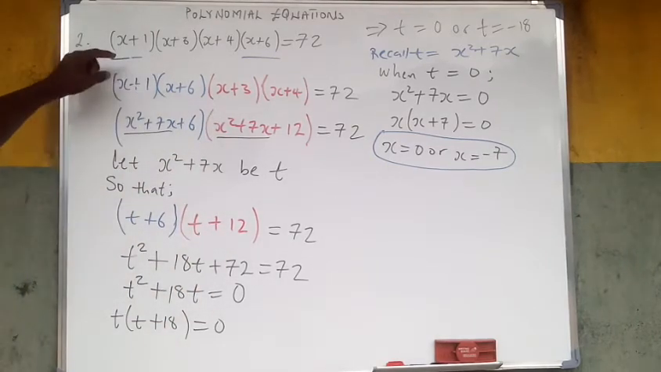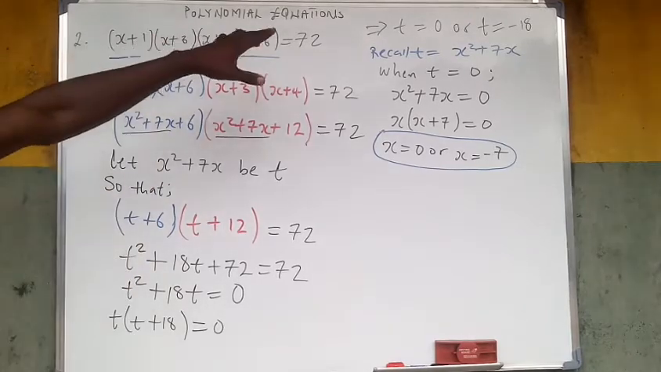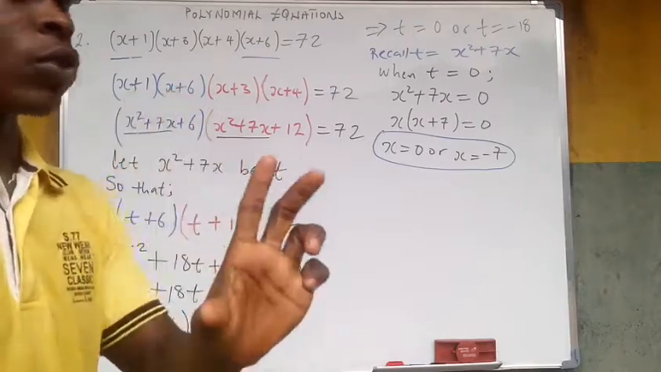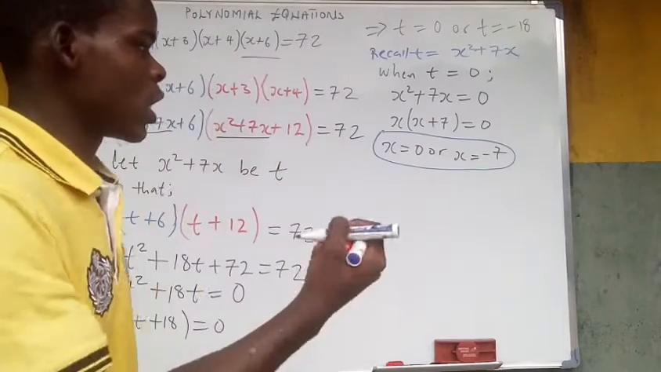Remember, if you were to expand this directly, we would have had x to the power 4. So since the x power is 4, that simply means that we're going to have 4 solutions. So here is either x is equal to 0 or x equal to negative 7.